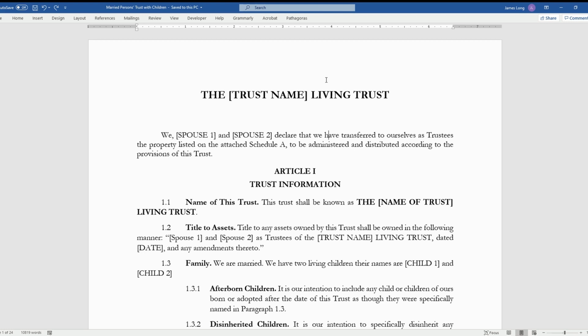So this is what the template's going to look like. If you did the estate planning answer sheet, you'll have already put all these answers down on paper. And if you'll remember, the very first thing we did was name the trust. You can name it whatever you want, but we named it the Doe Family Living Trust. So we'll just put Doe Family. And spouse one, that's Jack Doe, and this is Jill Doe. So you fill that in.